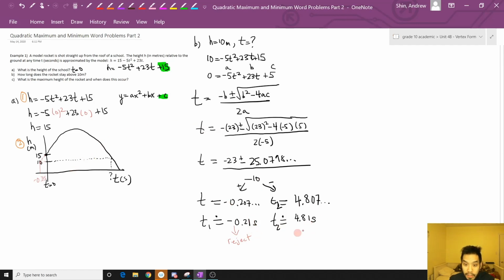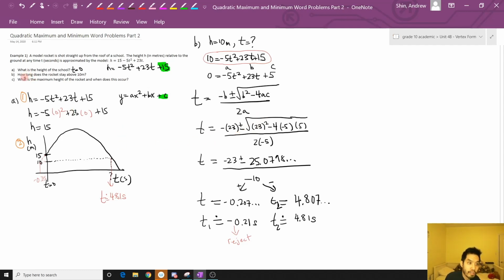Now, they gave us a second time at which the height was 10. So that's this time right here. Boom. t is equal to 4.81 seconds approximately. So approximately 4.81 seconds, that's the height of the rocket. The height of the rocket was 10 meters at t equals 4.81 seconds.